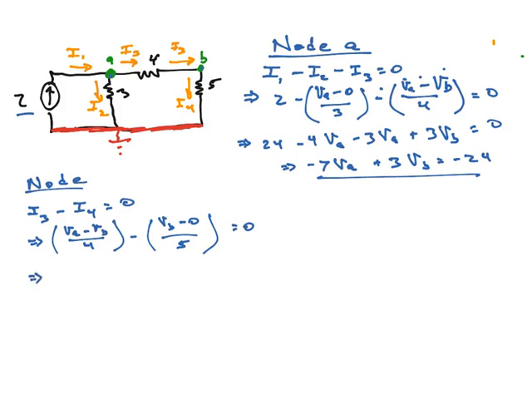Again, I've got these fractions. I don't like fractions, so I want to multiply by something that gets rid of all the denominators. What is a number common to 4 and 5? 20. So I'm going to multiply everything by 20. So when I multiply this first term by 20, it looks like this. 20 times VA minus VB over 4. The 4 cancels this, makes it a 5. So now it's 5VA minus 5VB.